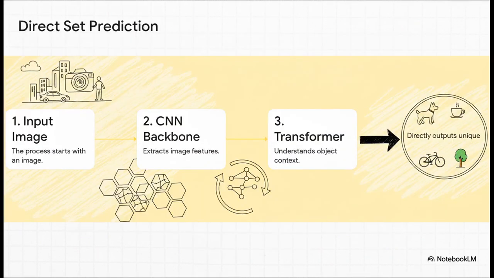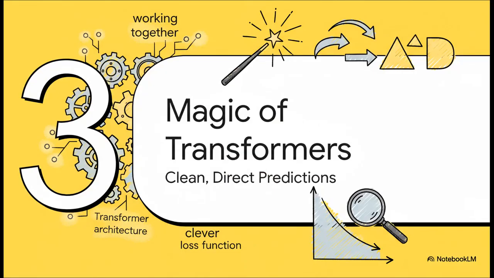The core idea was to completely reframe the problem. So instead of finding a bunch of stuff and then cleaning up the mess later, DETR treats object detection as a direct set prediction problem. You feed it an image, and in one single shot, it outputs the final, clean, perfect set of objects. No duplicates, no post-processing, no cleanup required. So, how on earth does it actually pull this off?